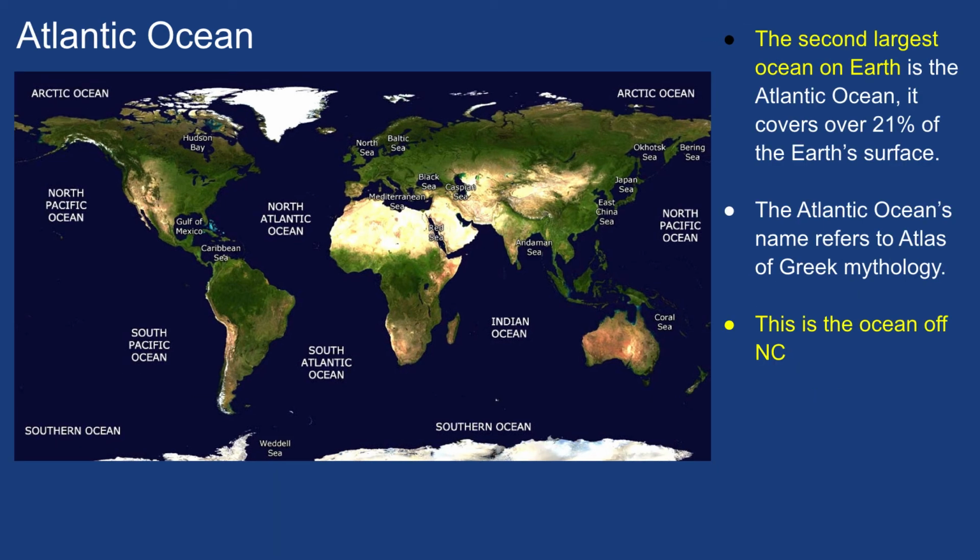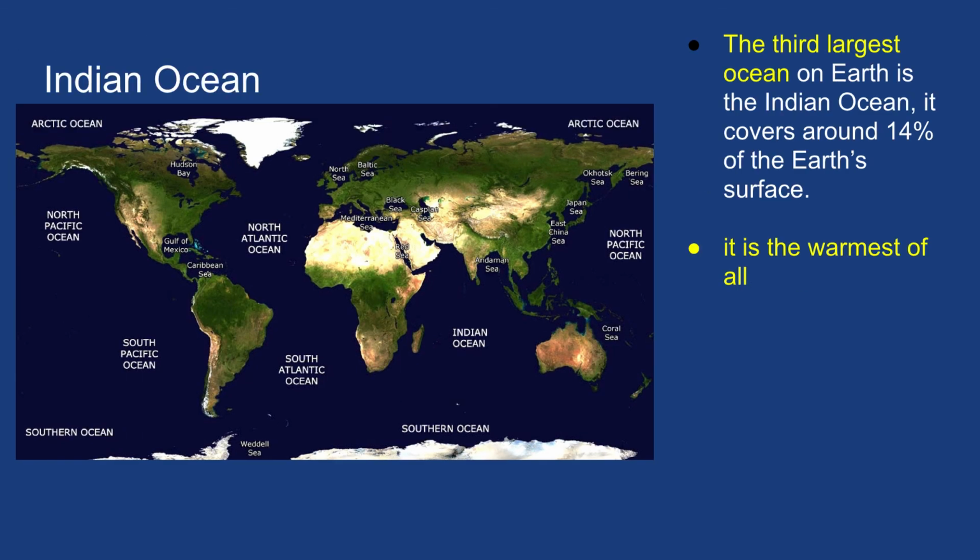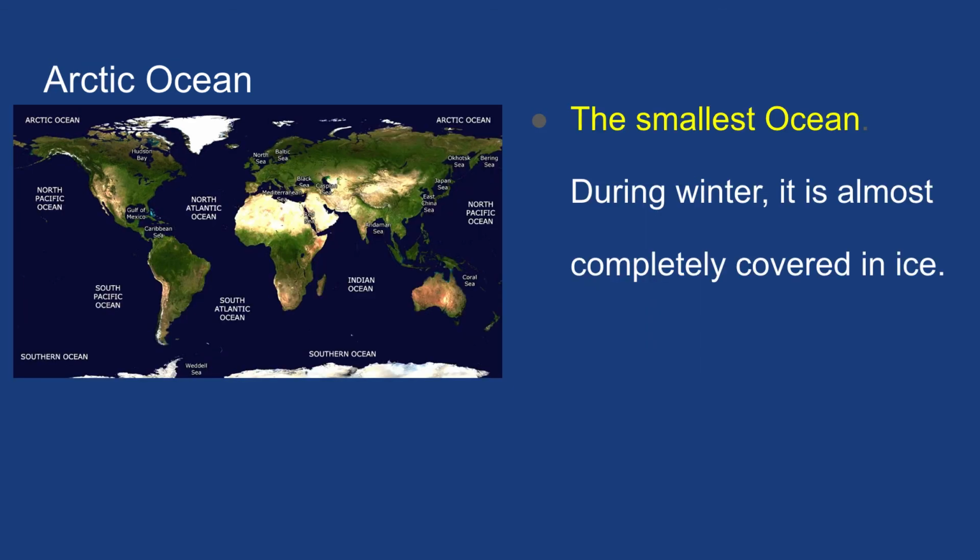Then we have the Atlantic Ocean, which you're probably the most familiar with, which is the second largest on Earth. And it covers about 21% of Earth's surface, and the Atlantic Ocean's name refers to Atlas of Greek mythology, and this is the ocean off of our coast. Then you have your Indian Ocean, which is the third largest ocean, and it covers about 14% of the surface, and it is also the warmest of all of the oceans. And then you have the Arctic Ocean, which is the smallest, and during winter it is almost completely covered in ice. The name kind of gives that away.